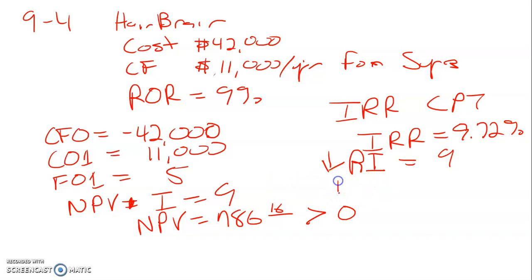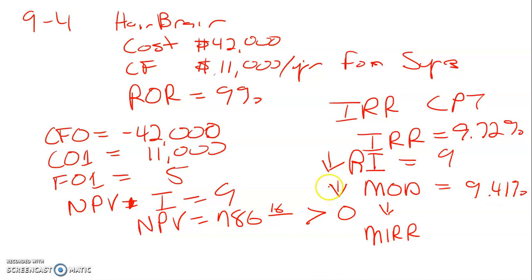And then if you go down one more, you'll get to MOD, and that is the same as modified internal rate of return. The modified internal rate of return is going to be slightly lower, 9.41%, but modified internal rate of return is considered to be superior to internal rate of return because in all cases internal rate of return assumes that you can reinvest at the internal rate of return, which is a faulty assumption in many cases.